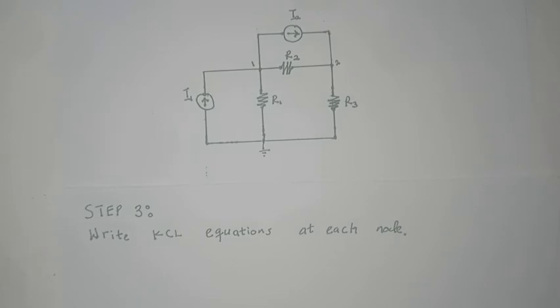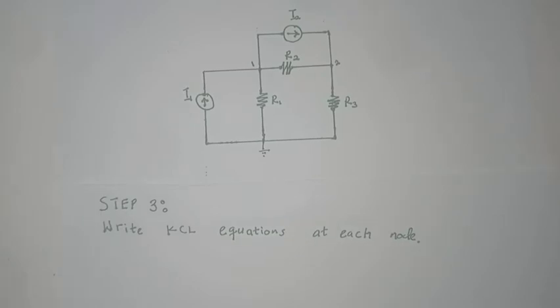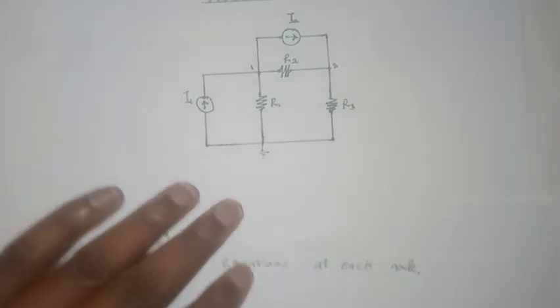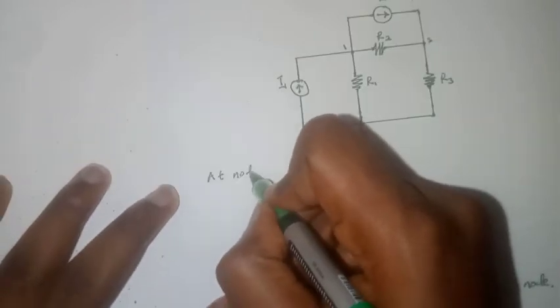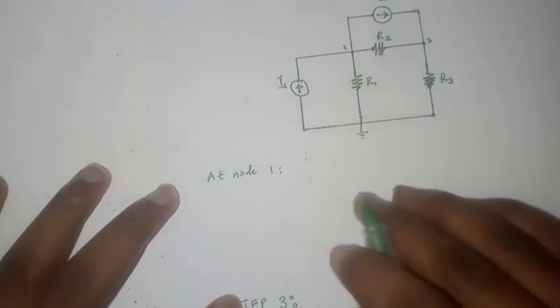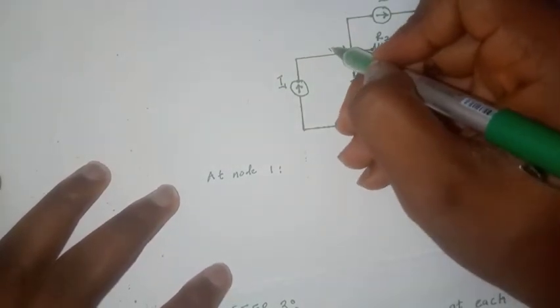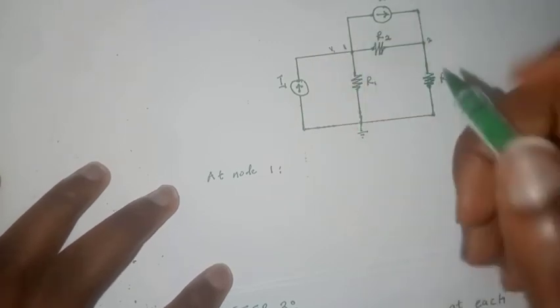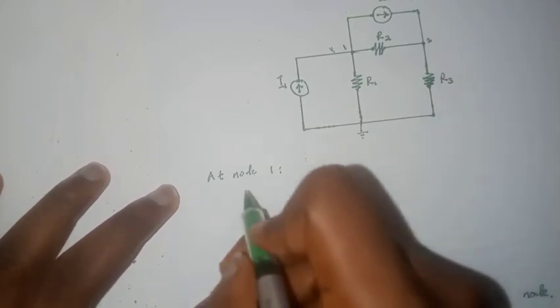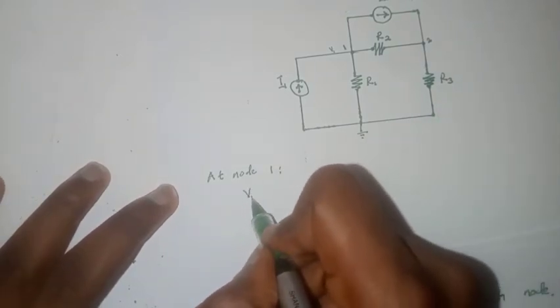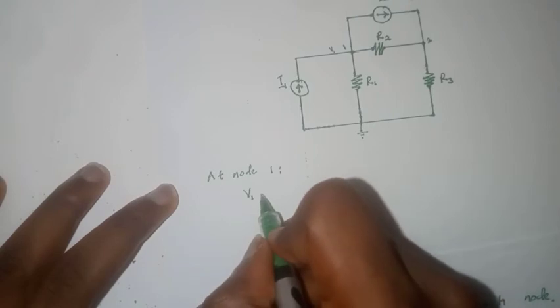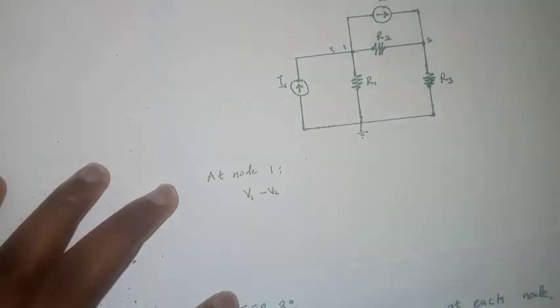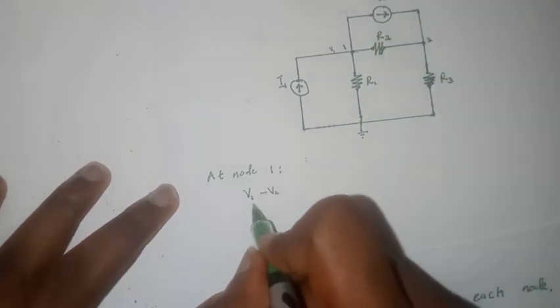The next step is to write KCL equations at each node. Doing this is pretty simple. So let's do an example. Say at node 1, we want to write the KCL equation there. So let's say the voltage at node 1 is V1. So what we say is that we write the current in this branch. So we say the current in this branch is the voltage V1, that's the node voltage here, minus the node voltage V2, divided by the resistance of the branch, which is R2.